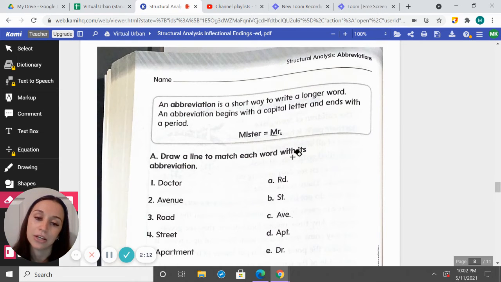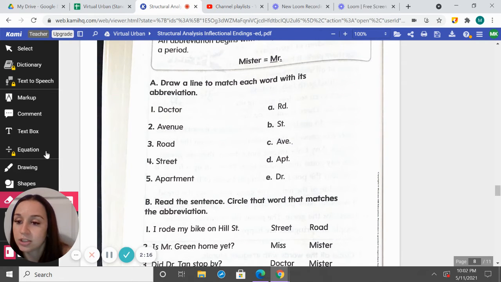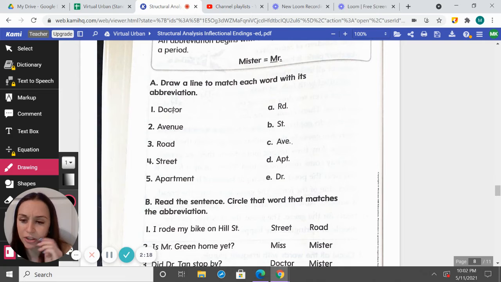So let's look at A. It says draw a line to match each word with its abbreviation. So let's go ahead. We have doctor. How do you think we're going to abbreviate doctor? Let's look at this side. How would we abbreviate doctor? So we would abbreviate it with D-R. But look, our D is capital, and then we have a period after.